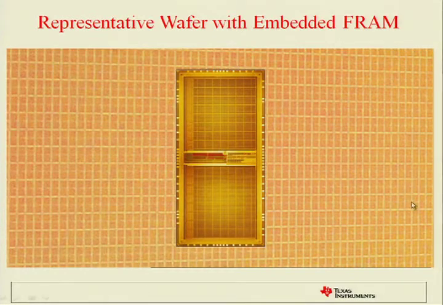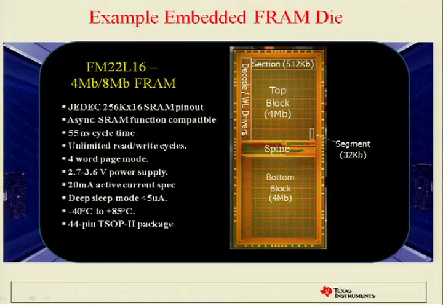So if we dive into this a little more, what you can see now is that the memory banks are labeled, the top block of 4 megabit, the bottom block of 4 megabit. There's a spine that controls it. This segment right here is 32 kilobit, and there's some decoders and word line drivers, et cetera. And this chip itself will replace a 4 megabit or 8 megabit battery-backed SRAM without the battery. Okay, so it's very useful in that sense. So let's dive into this a little more so I can talk about the technology.